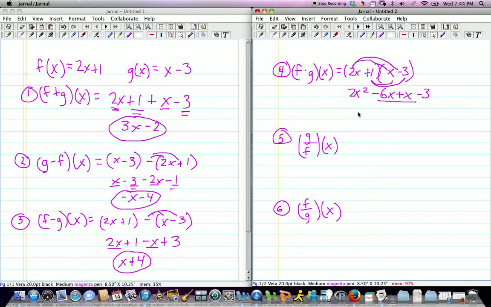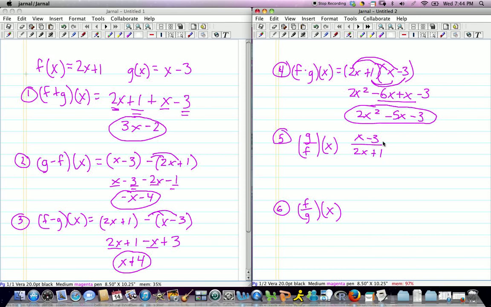Combine these terms in the middle that are alike, I get 2x squared minus 5x minus 3. And that's my final answer for number 4. Number 5 is division. So I'm going to write g on top, so this is g is x minus 3 divided by 2x plus 1.